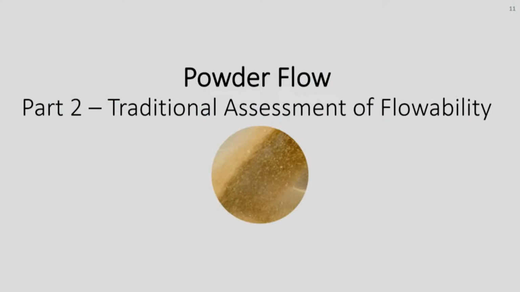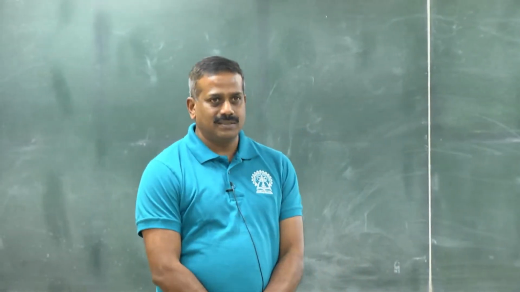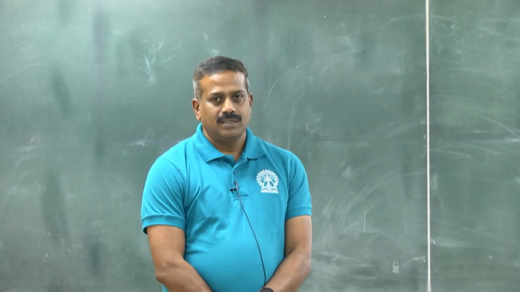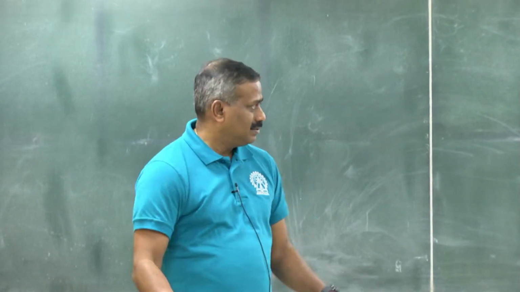But I briefly talked about Hausner ratio, compactability, etc., right? So we'll be using those parameters to get a qualitative indicator of flow behavior of powder too, okay? Flow, again, is how powder flows. So there is no single standard for measuring powder's flowability, okay? There are tons of methods, tons of materials, okay? But again, you'll have to choose the right method based on your end purpose, okay?